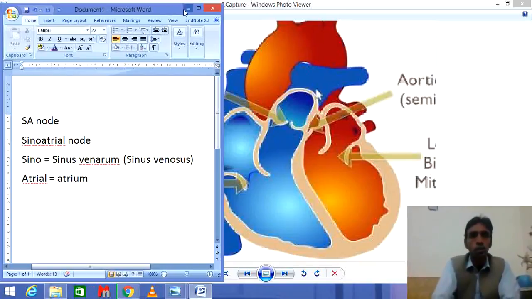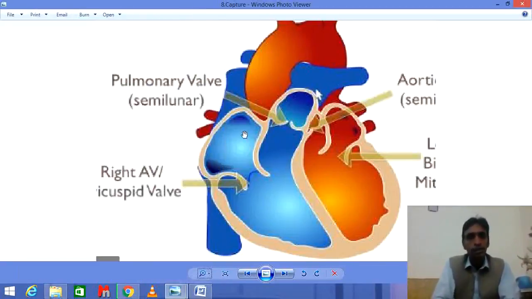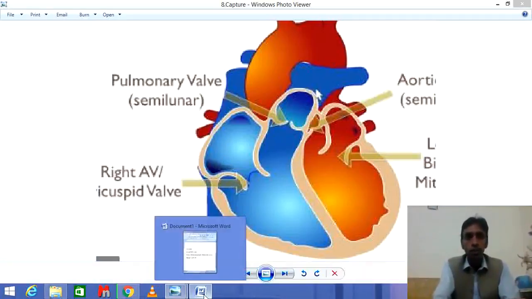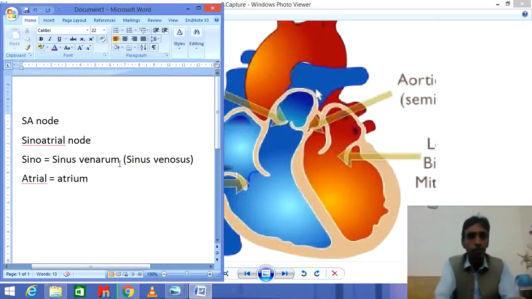But when the baby matures and is delivered from the mother's womb, the sinus venosus disappears and is replaced by a smooth area, in which the superior vena cava and inferior vena cava open individually into the right atrium. That is no more called sinus venosus. That is then called sinus venarum. This is the sinus venarum.